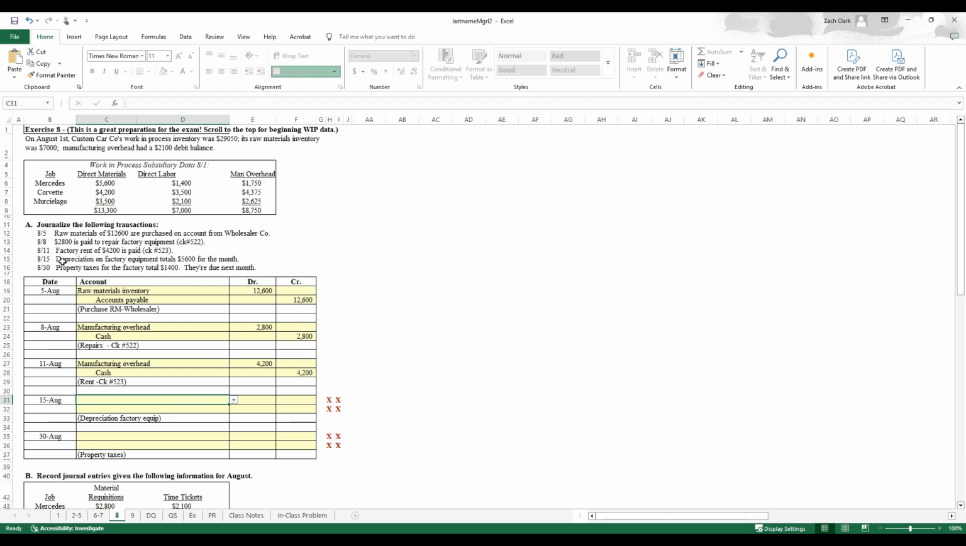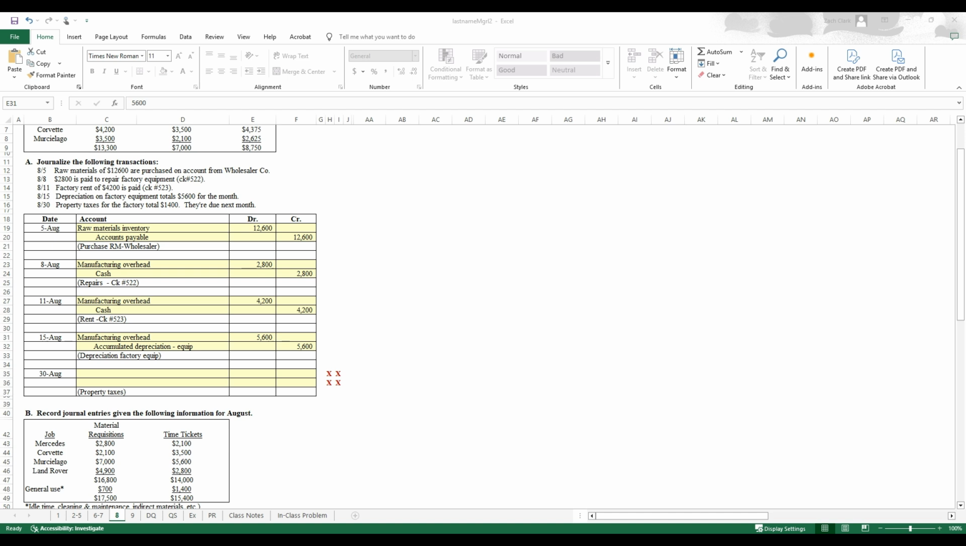On the 15th of August, depreciation on the equipment totals $5,600. So again, more manufacturing overhead. And we're going to record, if you remember, accumulated depreciation, a special account for the contra asset account, 5,600. Okay, we're doing good.